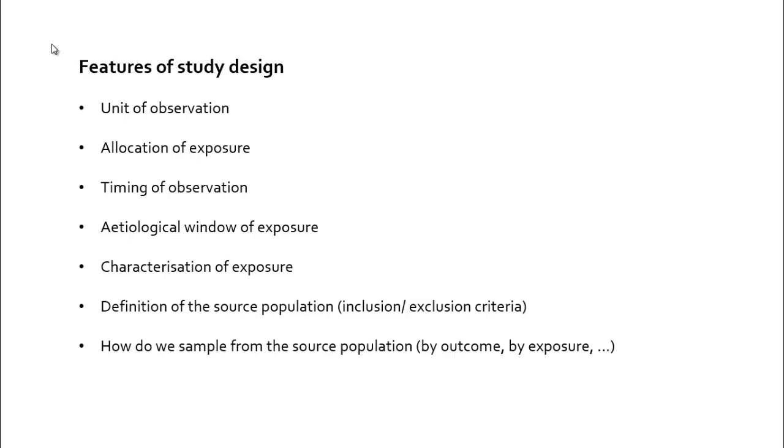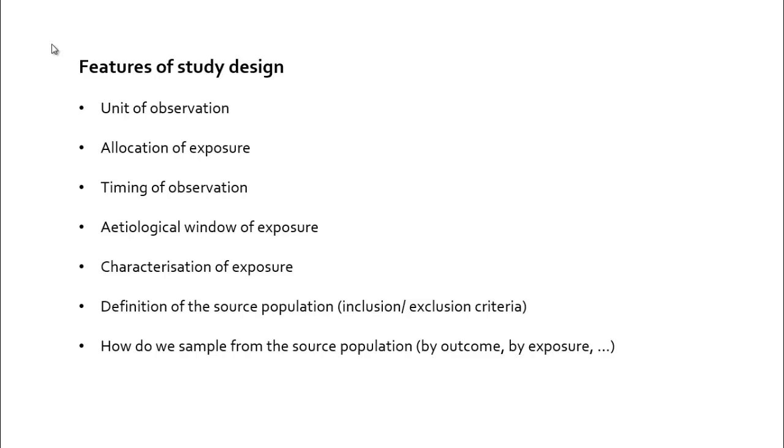And we also need to think about the source population. What is the population that we are sampling from? And we often have to specify eligibility and exclusion criteria to define this source population. And then how do we sample from the source population? Do we sample before the outcome has occurred, as in a prospective cohort study? Or do we sample from known cases and non-cases after the outcome has occurred, as in a case control study? And there's other options as well.